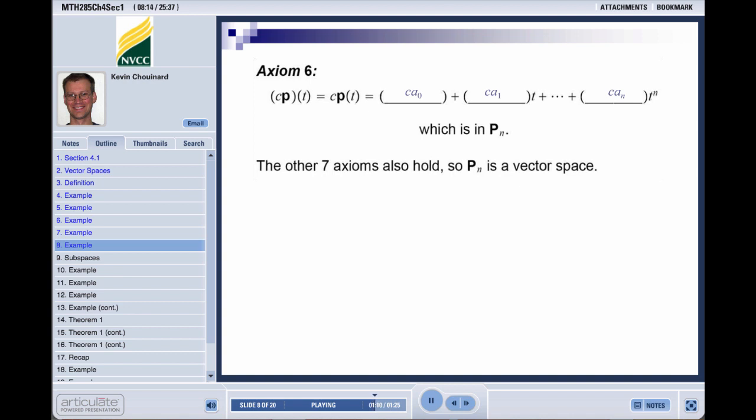And so what we've done is we've proven 3 out of the 10 axioms. The others are not that hard to prove, and we'll leave them up to you. But what you're going to see then is that this polynomial space, this collection of polynomials, is a vector space, that it satisfies all 10 axioms.